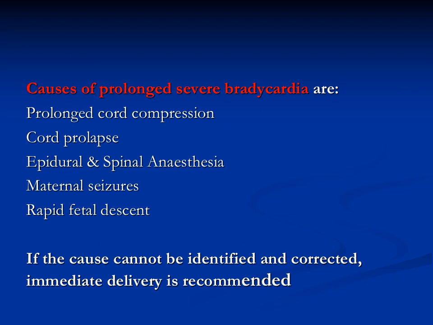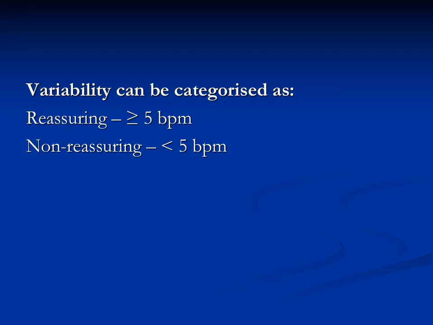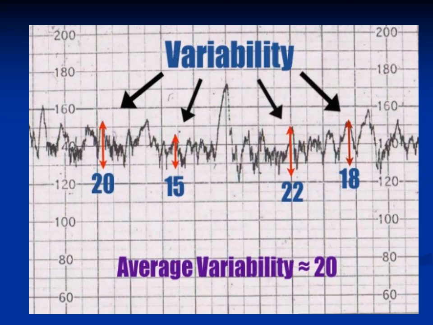Causes of prolonged severe bradycardia: prolonged cord compression, cord prolapse, epidural and spinal anesthesia due to severe hypotension, maternal seizures, rapid fetal descent. If the cause cannot be identified and corrected, immediate delivery is recommended. Variability is categorized as reassuring if it is equal to or more than 5 beats per minute, and not reassuring if it is less than 5 beats per minute.